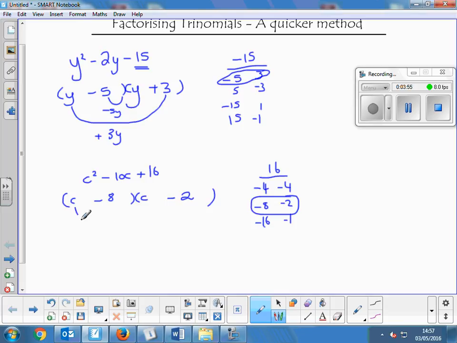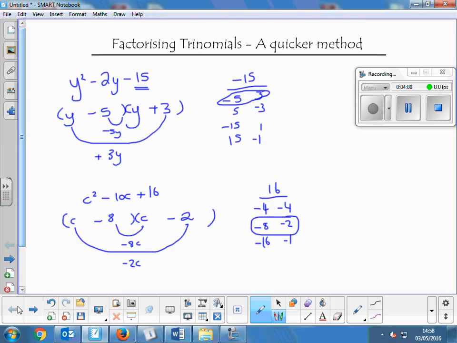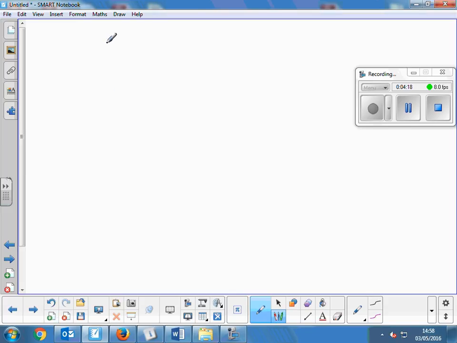And then you can do your check method. Check the outsides, they'll give you negative 2c. Multiply the insides, they'll give you negative 8c. And together, that makes negative 10c. Okay. Hopefully that is those ones cleared up. And then we're going to move on to the non-unitary ones. Okay, so non-unitary. Excuse my writing.